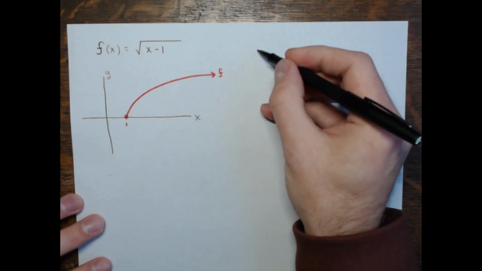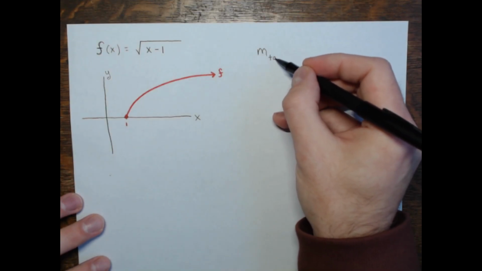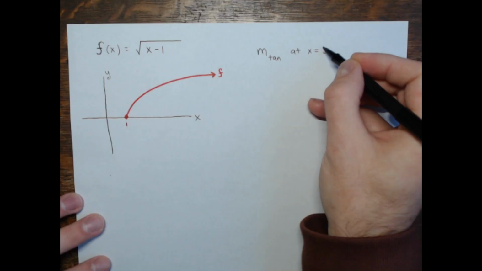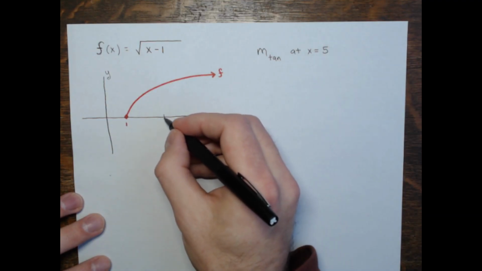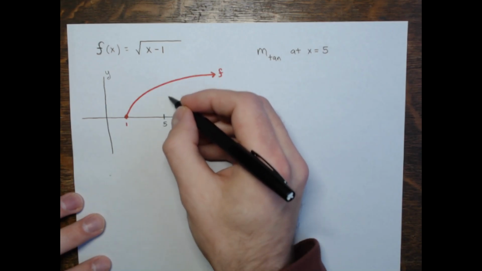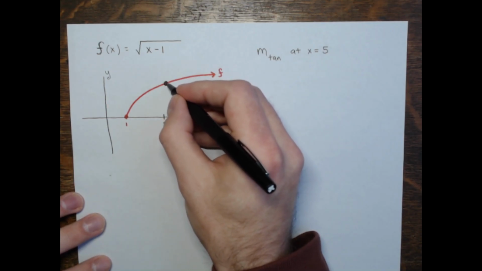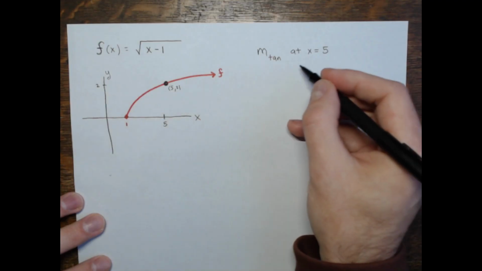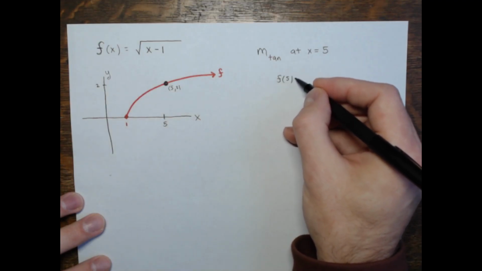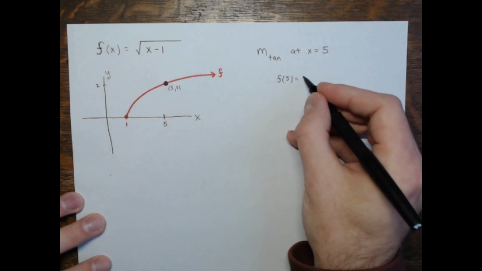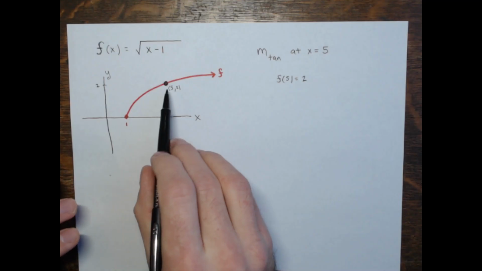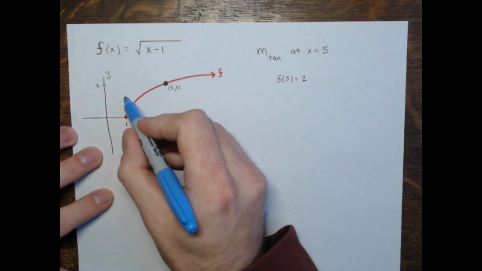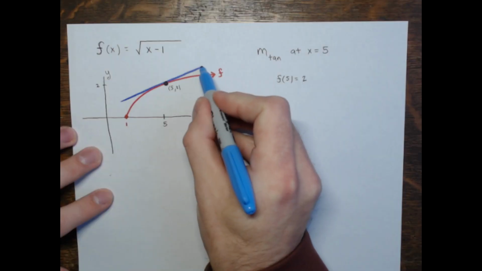And we're concerned with this. We want to find the slope of the line tangent to this curve at x equals 5. So if I went to 5 here, let's say 5 is over here, plug it in, you get an output of 2. Okay, so f of 5 is the square root of 4, right? So positive 2. So I got the point (5, 2). And if you were standing there and looking straight out, you'd be looking in this direction, right?